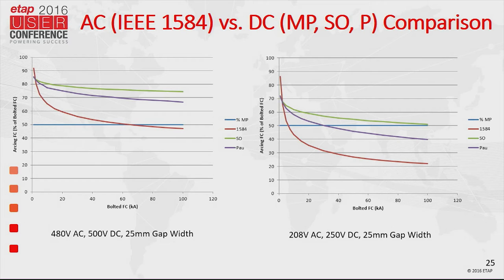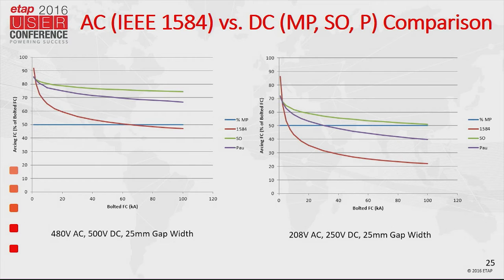Would we get similar values for arcing fault current between those two models, the IEEE 1584 versus our other DC models, Stokes and Oppenheimer and Paukert? That's the green and purple graphs up there to the top. Clearly, they're a little bit higher than what we get out of IEEE 1584. IEEE 1584 more closely matches our maximum power method.